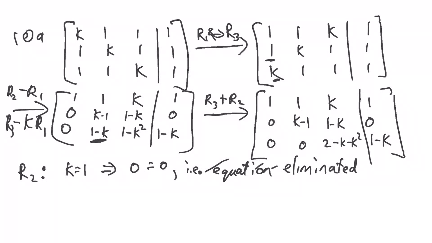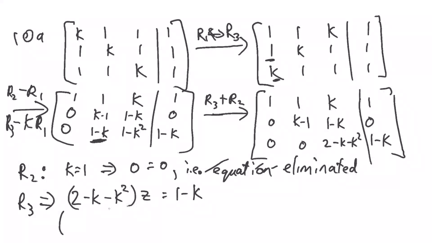Okay. Now for the third row, let's see what the special values are. So row 3 is telling us that 2 minus k squared times z is equal to 1 minus k. Okay, let's try to factorize the left-hand side. So it's going to be (2 plus k)(1 minus k), let's check that. So 2 times 1 gives us 2, and we get minus 2k, and k gives us minus k, and minus k squared. Alright, is equal to 1 minus k.